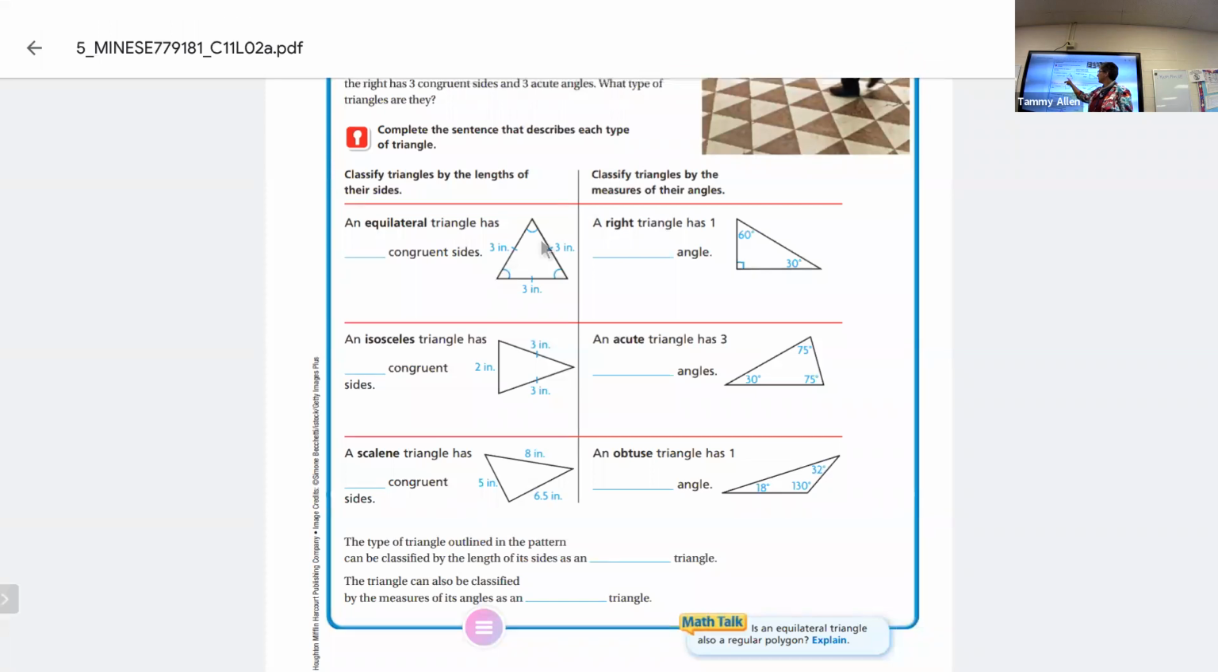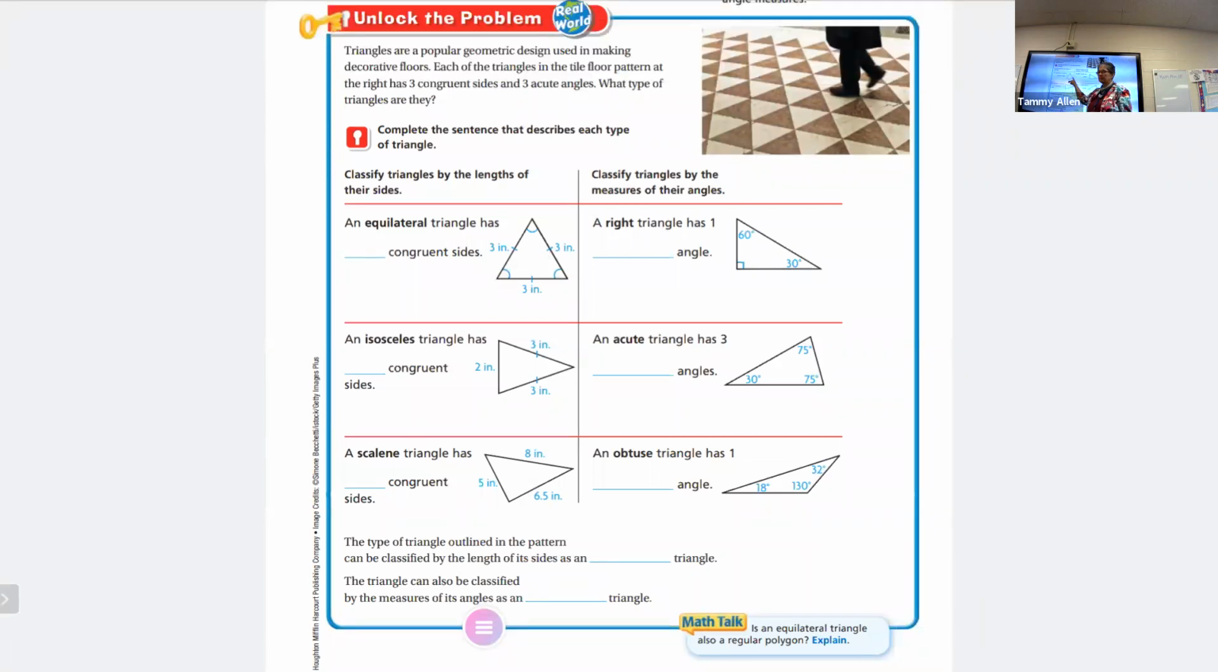Notice the markings in the corners here. That means that those angles are all going to be congruent. Tell me what the measure of those angles are. Peyton, how did you get that? There you go. Very good, Peyton.